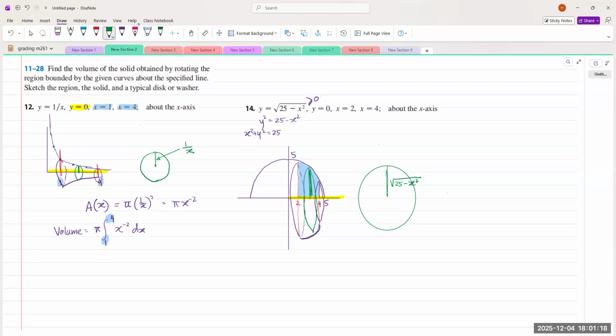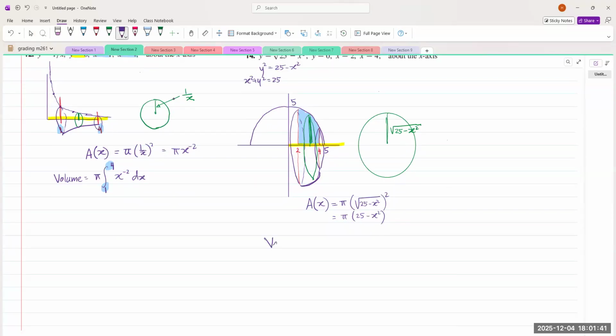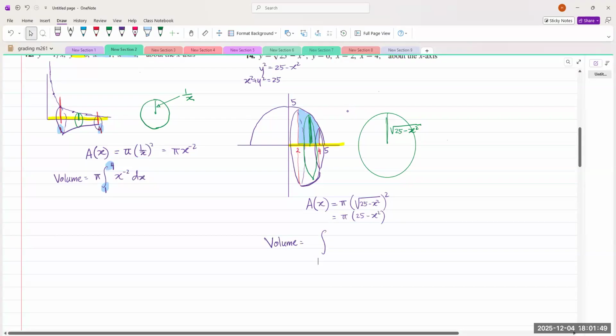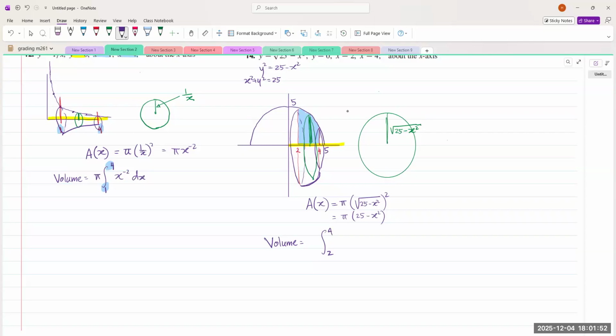green disc here. Now, the area of that disc will be pi r squared, which is pi times 25 minus x squared, because the square root cancels the square, right? Now, consequently, the volume is the integral. They tell us x is moving from 2 to 4, right? So from 2 to 4, I factor the pi out, and then the integrand is 25 minus x squared dx.